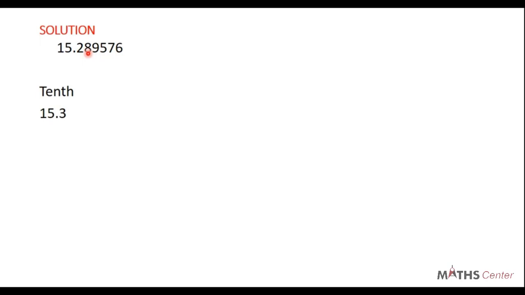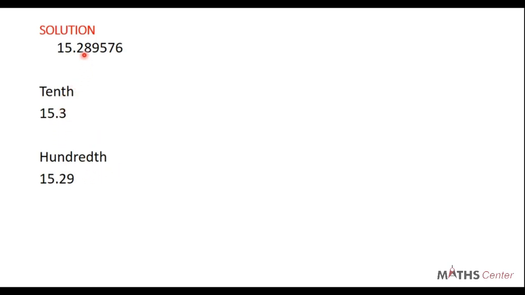We said that if that number is 5 or above, we are going to add 1 to the number in question. The number in question here is 2. So if you add 1 to it, you are going to get 3. So when you round this to the nearest tenth, you are going to get 15.3. We are rounding it to the nearest hundredth, which is the same as rounding it to 2 decimal places.